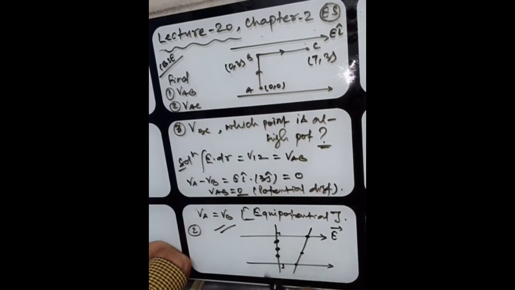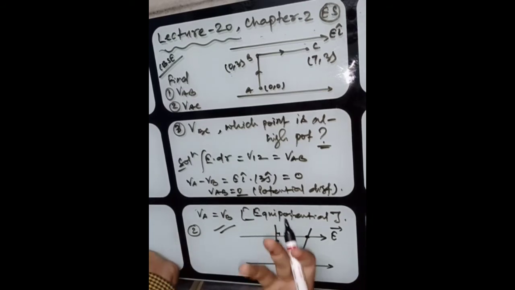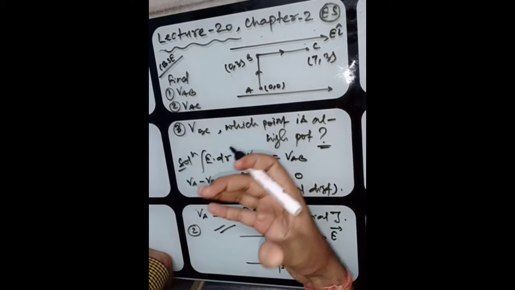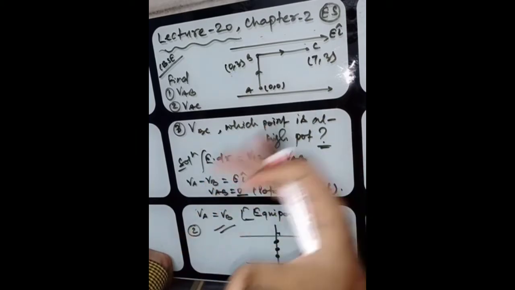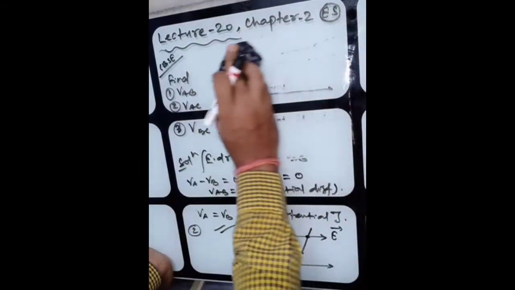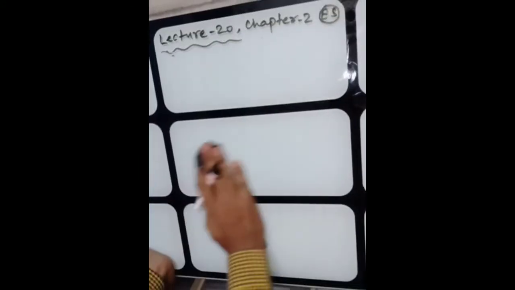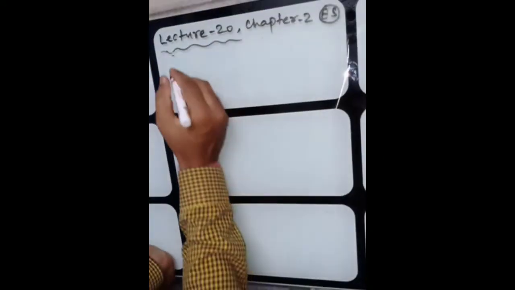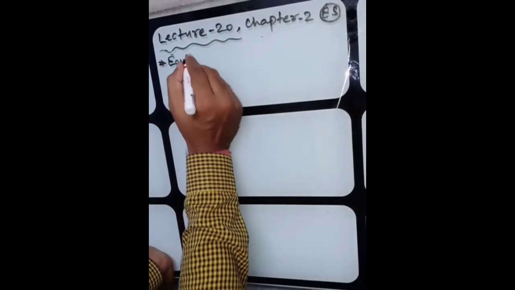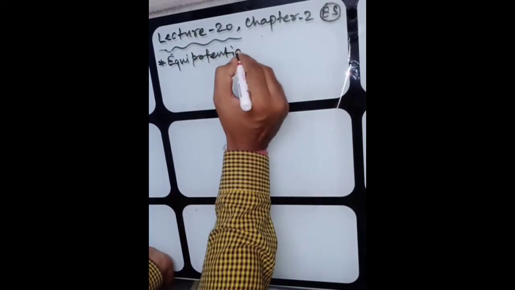If you want to find the equipotential line or surface, you have to draw the perpendicular line. We will use this concept later on. Okay, we are now starting the equipotential surface. Write down the topic: equipotential surface.